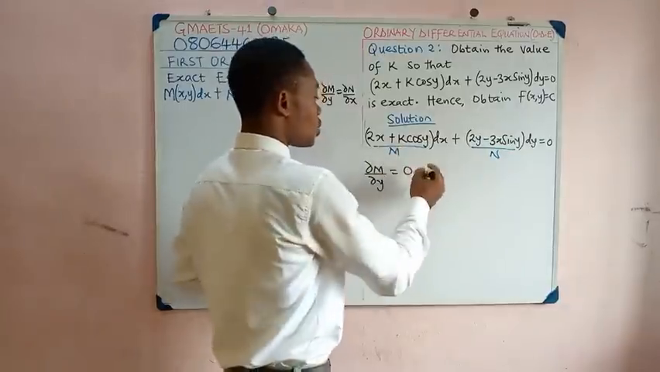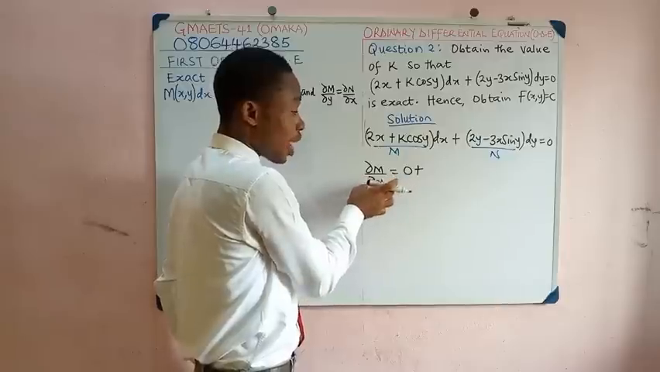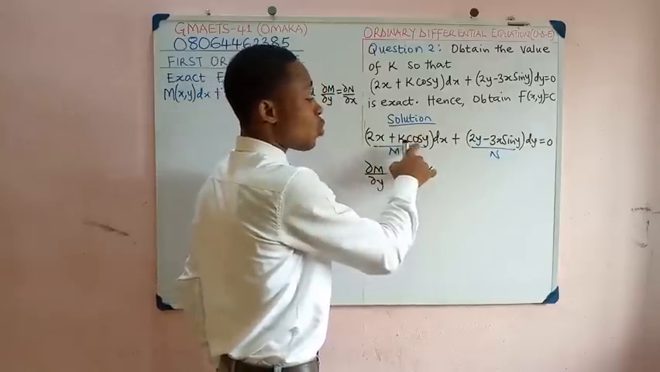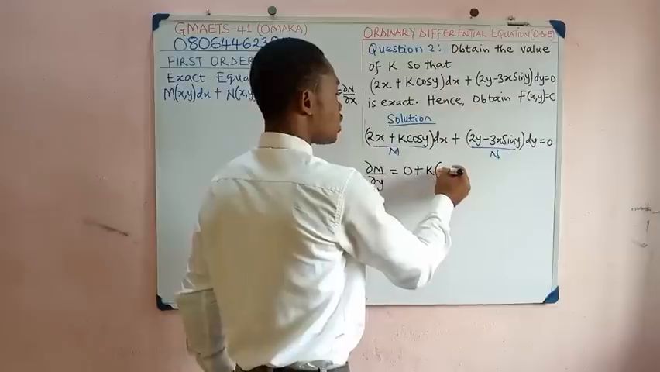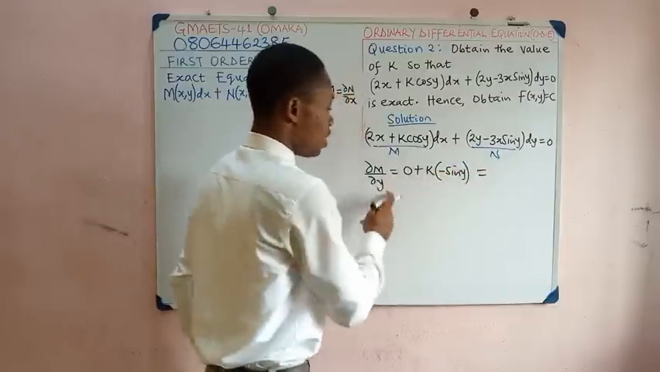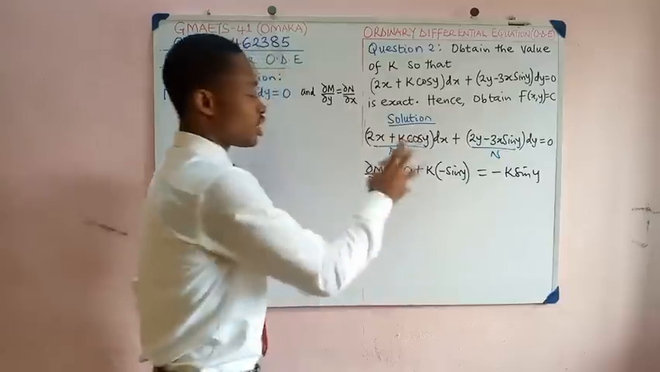Come to this part, it will now become plus, differentiate with respect to what? Y. So this k will be kept constant since it is multiplying a y variable. Is that okay? That's cos y. We're now going to differentiate cos y, which will give us minus what? Sine y. And of course, you see that the del m over del y gave us minus k sine y. Good, take note of that.